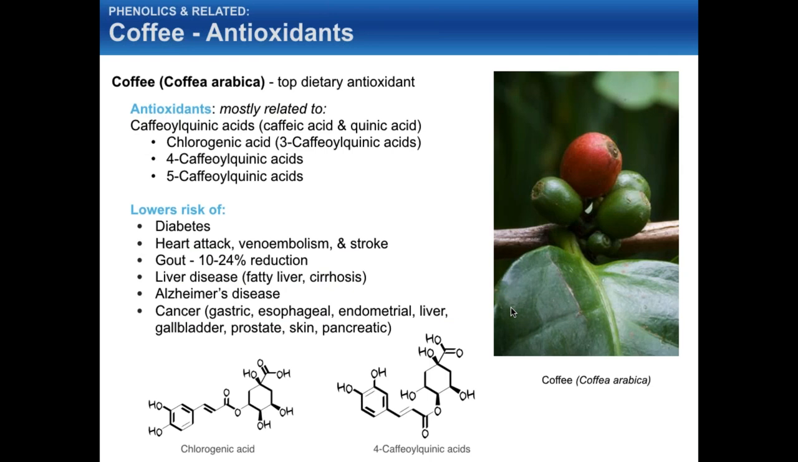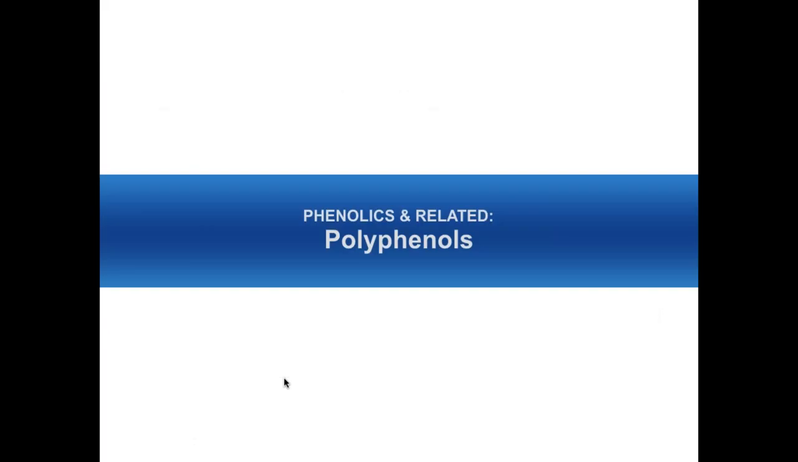Even the chlorogenic acid, that compound on the right, looks like it has a phenol group, but it's not, because that six-membered ring over here is not an aromatic ring. So technically speaking, this is not a polyphenol. Polyphenols have multiple phenol groups.